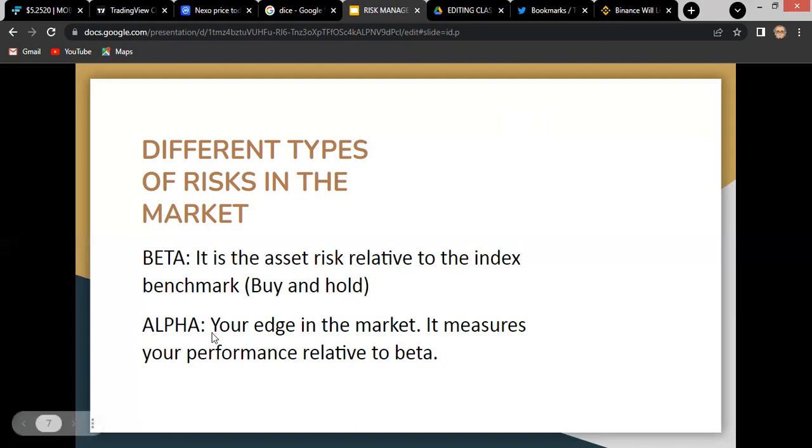Now, when it comes to alpha, I simply define the alpha risk as your edge in the market. It measures your performance relative to the beta risk. What do I mean by this? For us who are constantly buying and selling, for us who are constantly trading, what we do is that we buy when it's low and sell when it's high, or sell when it's high and buy when it's low for the futures traders.